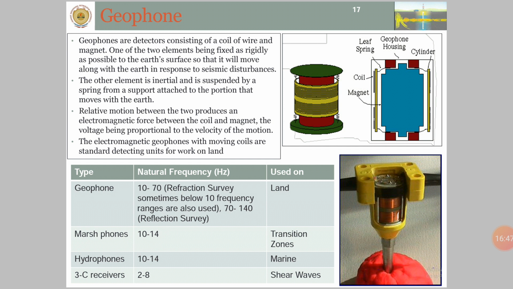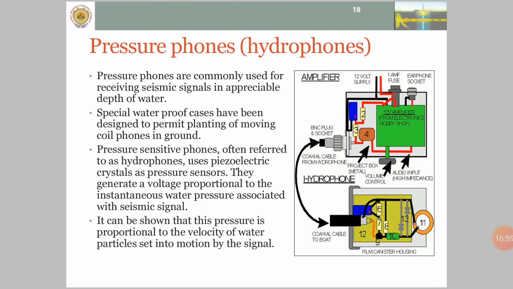Hydrophones have a frequency range between 10 to 14 Hz, used in the marine, and 3C receivers have frequencies between 2 to 8 Hz, normally used in shear wave acquisition. There are pressure phones or hydrophones which are used for marine survey. We don't use geophones in the marine survey. Pressure phones are commonly used for receiving signals in appreciable depth of water.